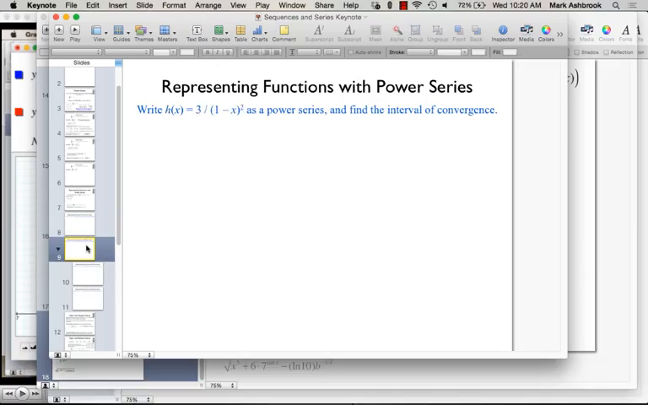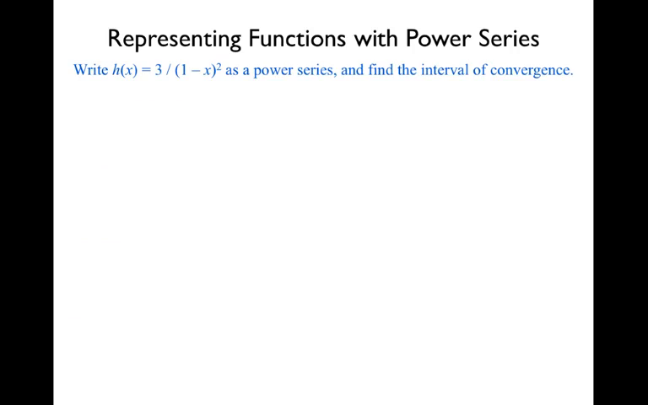So let's do something a little different here. Let's look at this: 3 over 1 minus x squared. Okay, and we need to get that to be like A over 1 minus r. So this is different, right? So we can multiply out the bottom. I could do 3 over 1 minus 2x plus x squared.